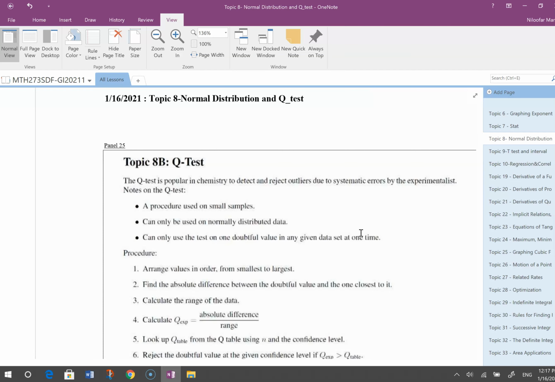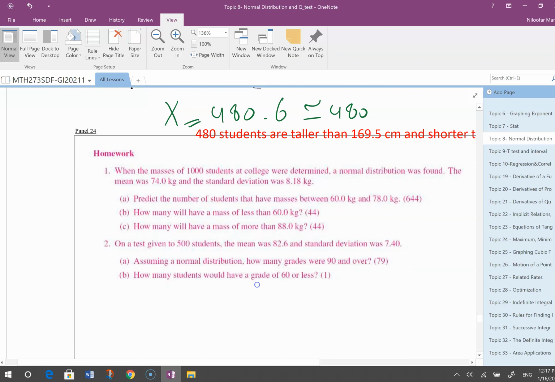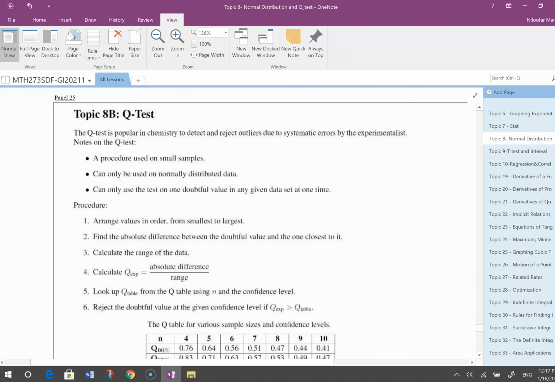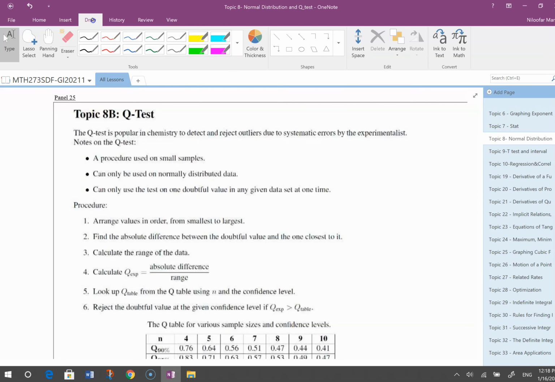Okay, so before I go to the Q test, make sure you work on these questions. These questions, the answer is given, so make sure you work on it. Okay, that's a good homework. Okay, so can I reject or not? So what do I mean here? So here I want to see if I can reject a number which is far from the others.